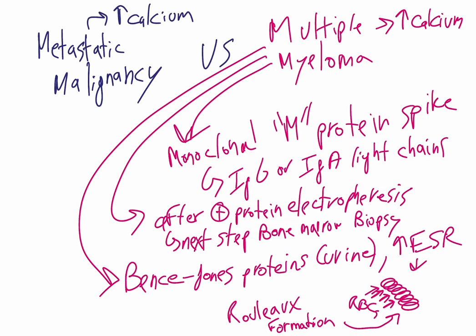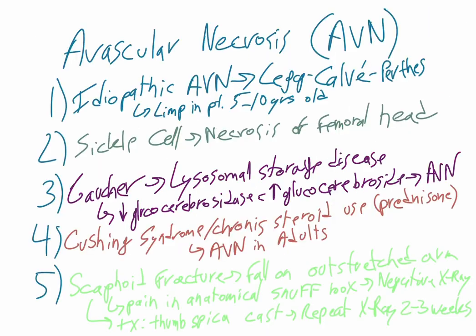Some other distractors that they might hit you with: avascular necrosis. Now, this commonly appears in 5 situations. So the first would be idiopathic AVN. This is in pediatrics. Idiopathic AVN in pediatrics is known as Legg-Calvé-Perthes disease. This typically presents as a painful limp in children aged 5 to 10. Another way you can have AVN is sickle cell disease. Avascular necrosis of the femoral head is a known complication of sickle cell.